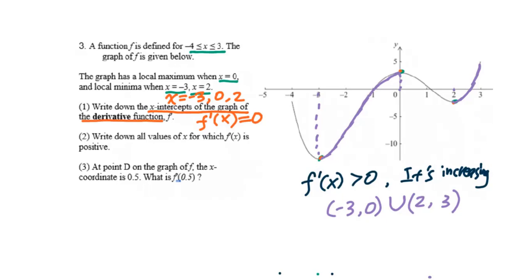For number 3, at point D on the graph of f, the x-coordinate is 0.5. Then what's f prime of 0.5? You will see it's less than 0.